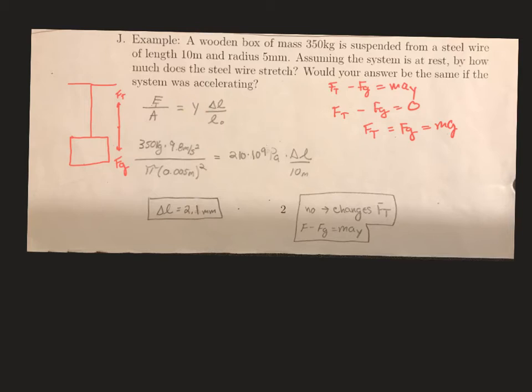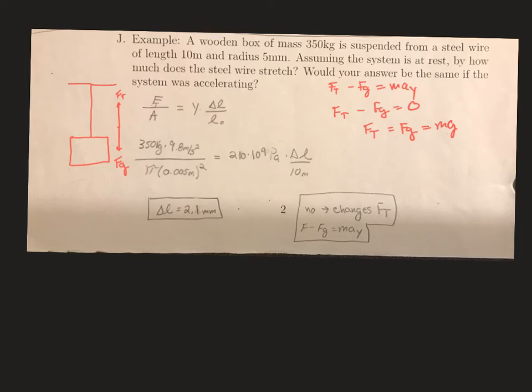Then we need to look up the Young's modulus, so this is the Young's modulus given in the constant table that's linked in Blackboard. And make sure you're looking up steel and not wood because we need to look up the Young's modulus for what is actually being stretched. We're trying to find delta L, and the 10 meters is the original length of the wire. So when we solve for delta L, we get 2.1 times 10 to the minus 3 meters, or 2.1 millimeters.